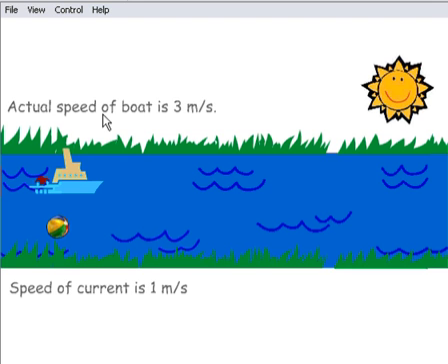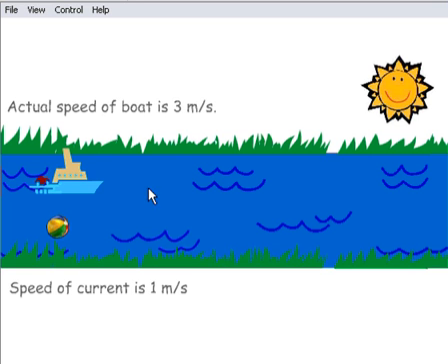Now, hopefully this series of mini animations will help you come to understand the difference between actual speed and the speed relative to the water. Okay, now it is actually very similar to what we have seen in lesson 1, the kind of relative velocity in parallel motion. Okay, so let's take a look here.